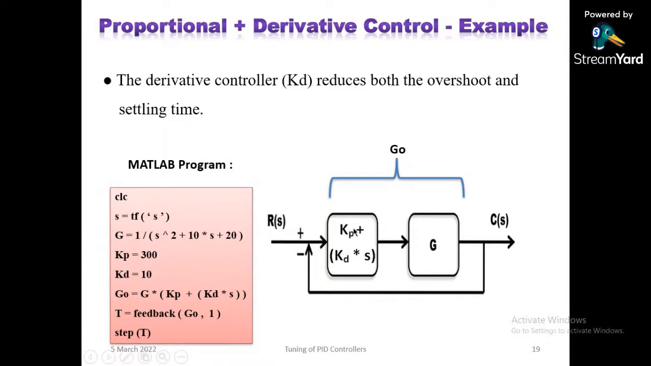So Kp is 300, Kd is 10. You can see I am introducing Kp as well as Kd. Multiplication of this along with G is G0. And finally, I'll take unity feedback. So G0 will be equal to G into this. What is in the controller? Proportional plus derivative. Proportional means Kp, plus one more term, Kd into S. Into S means that is derivative action. Divided by S means that is integral action. That's why I am calling this a derivative controller.